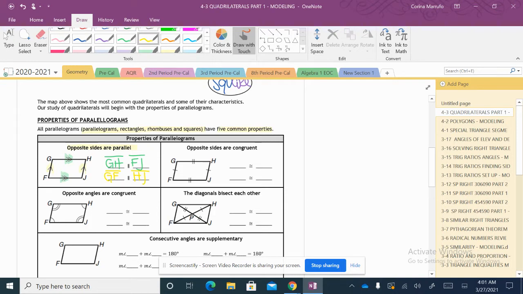Okay? And the next one, opposite sides are congruent. So this is similar to this one where GF is going to be congruent. Now, they are parallel, but the congruency statement is a different symbol. It's an equal sign with a little squiggly on top. So GF is congruent to HJ. And then here, GH is congruent to FJ.